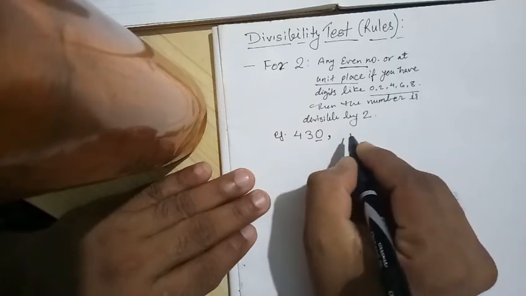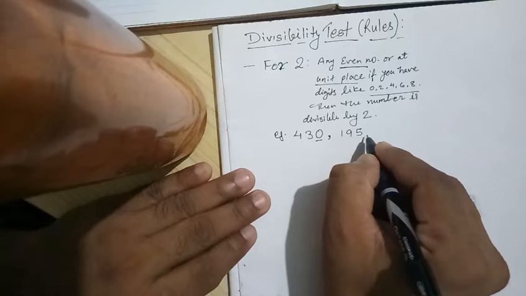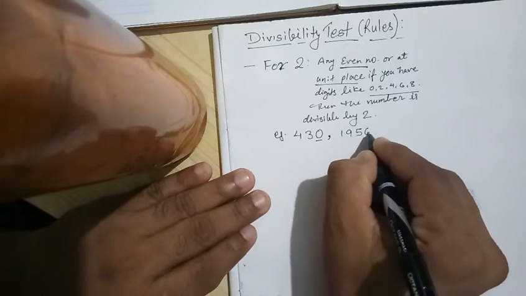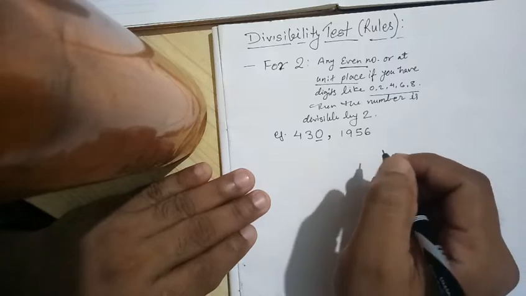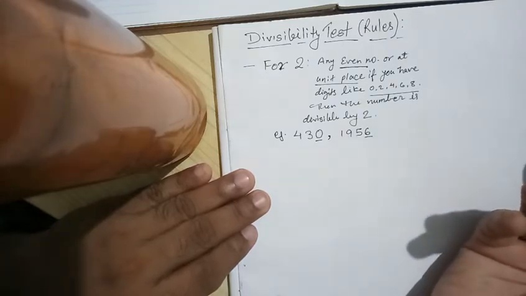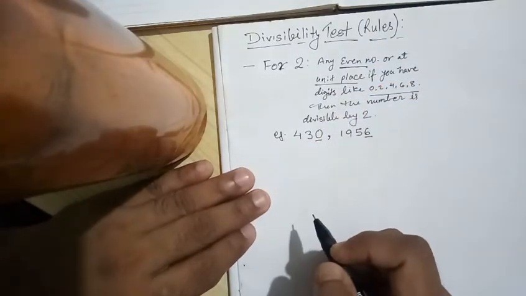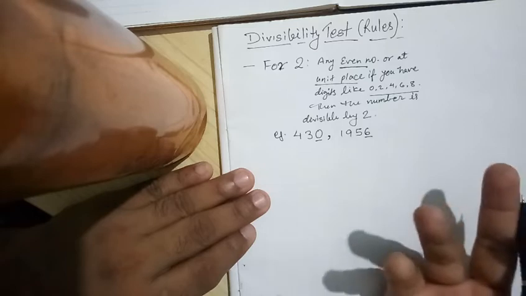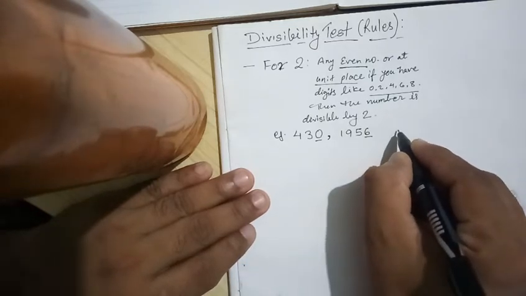Let's take another example. If I have 195, these are all odd numbers, but the moment I write 6 here, this whole number becomes an even number. And as you can see, at unit place we have 6, which is also an even number. So both ways you can identify that your number is divisible by 2. If you want to check this out, I'll do this for you.